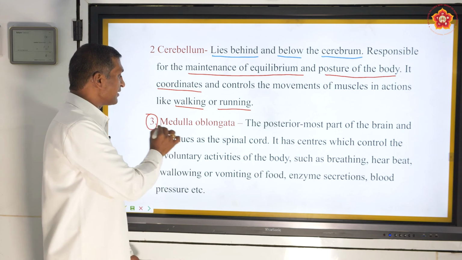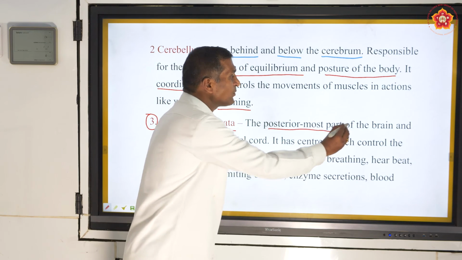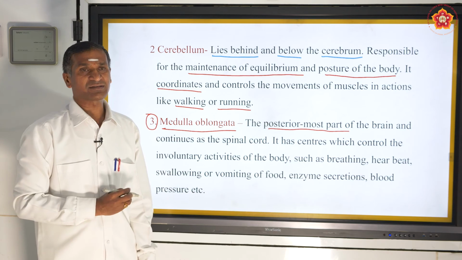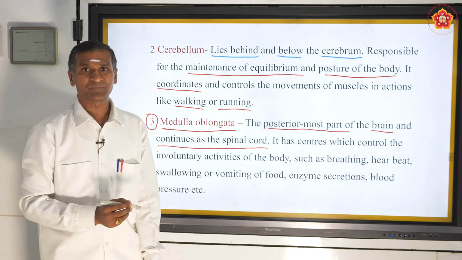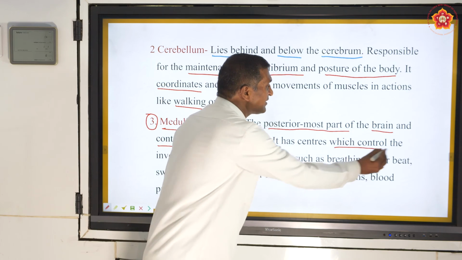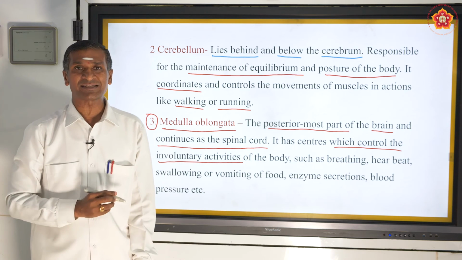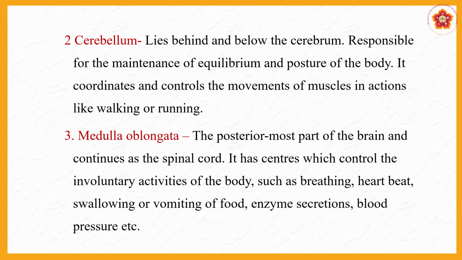The third part, the medulla oblongata, is the posterior most part of the brain and continues as the spinal cord. The continuity of this medulla oblongata is the spinal cord. It has the centers which control the involuntary activities, those activities that are not under our control, such as the secretion of enzymes, the blood pressure, the heartbeat. So the involuntary activities are controlled because of the centers found in the medulla oblongata.